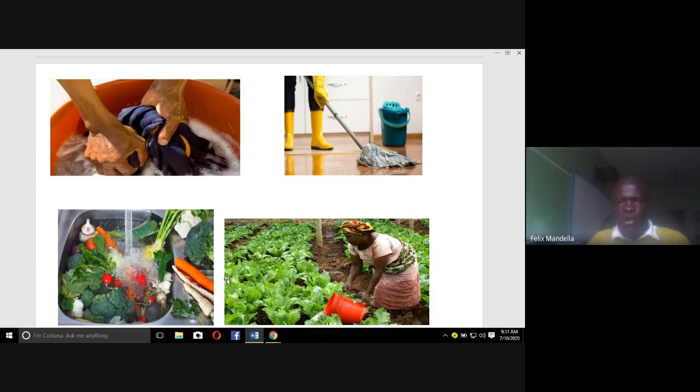Remember, soapy water can harm crops. So we don't water crops using soapy water. Water with soap can cause crops to dry up. So we don't water crops using soapy water. Have we understood that, boys and girls? Good. So that is reusing water.